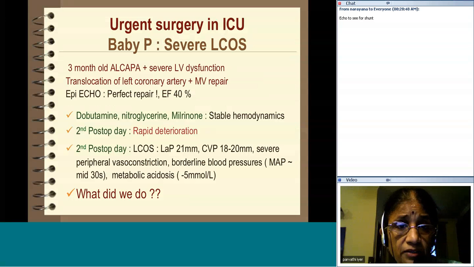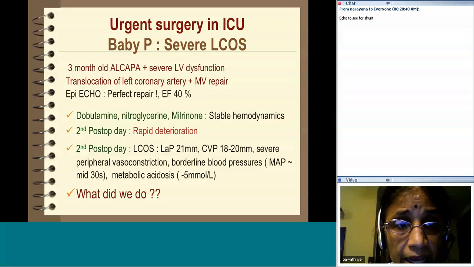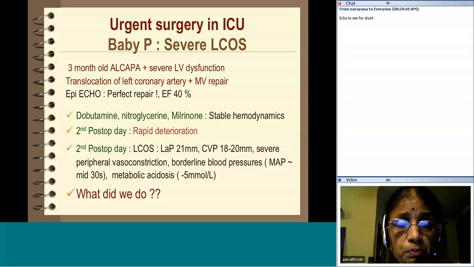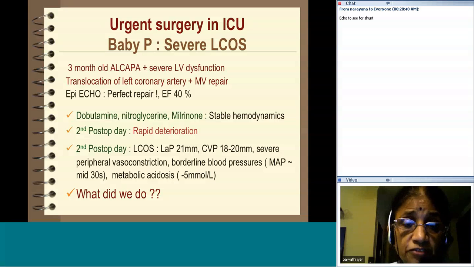So even if it was imperfect, the decision was made to separate the infant on normal support, dobutamine, nitroglycerin, and milrinone. The hemodynamics are stable, excellent. So the baby was shifted to the intensive care unit. 0 and first post-operative day were very stable.